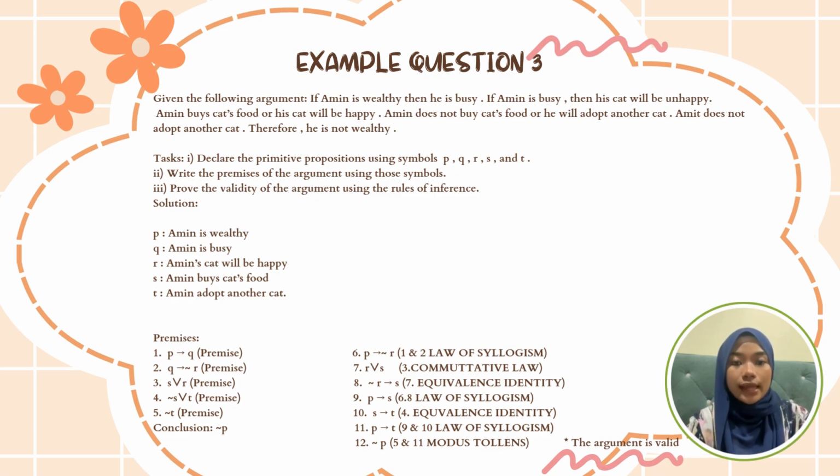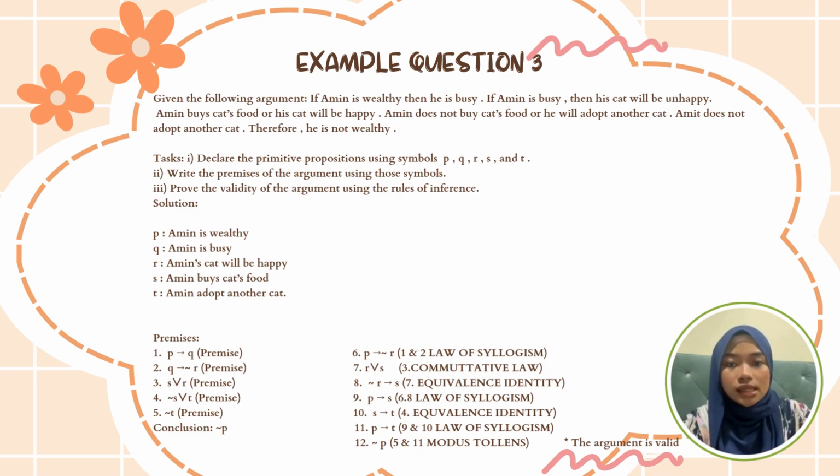Okay, for the first step, we use law of syllogism using premise 1 and premise 2. So we get that P implies negation R. The second one is we use commutative law by changing the symbols. So we get that R or S.